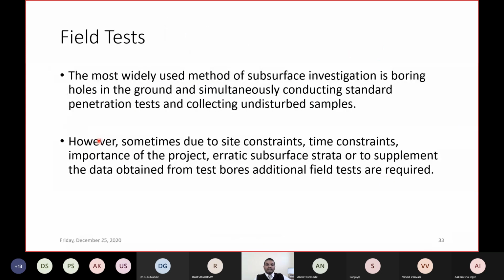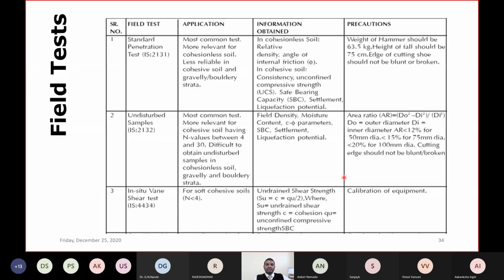Field test. The most widely used method of subsurface investigation is boring holes in the ground and simultaneously conducting the standard penetration test and collecting the disturbed samples. However, sometimes due to site constraint, time constraint, importance of the project, erratic subsurface strata, or to supplement the data obtained from the test bores, additional field tests are required. So these are the summary of some of the field tests.